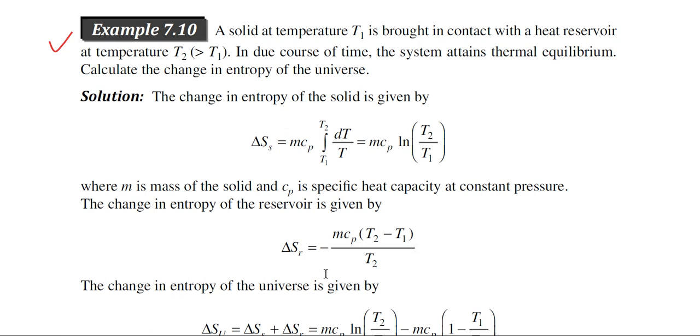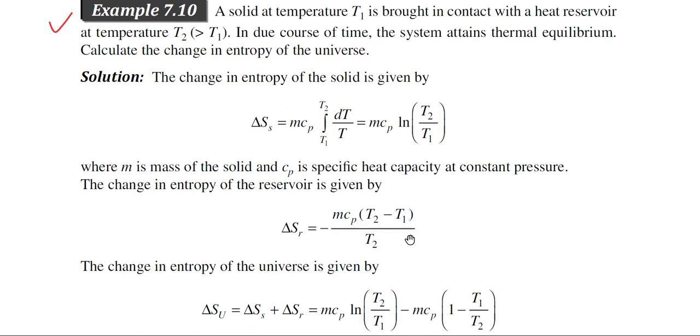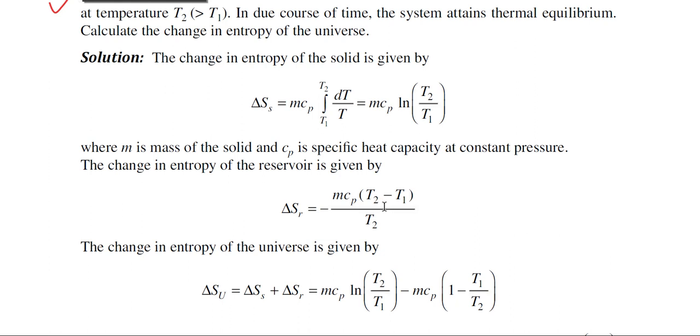Now, it is sure that it will lose some amount of heat, so that is why we have denoted a negative sign, minus. And delta S is equal to actually dQ by T. So, that dQ is written as mCp (T2 minus T1). Why T2 minus T1? For the temperature change, because T2 was its temperature and T1 was the temperature of the solid. So, mCp (T2 minus T1) by T2. T2 is the temperature of the heat reservoir.